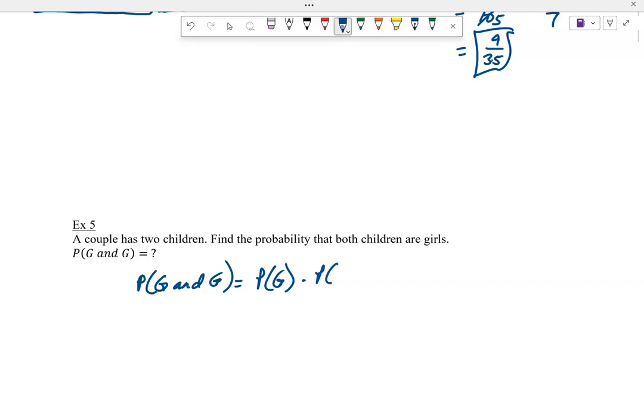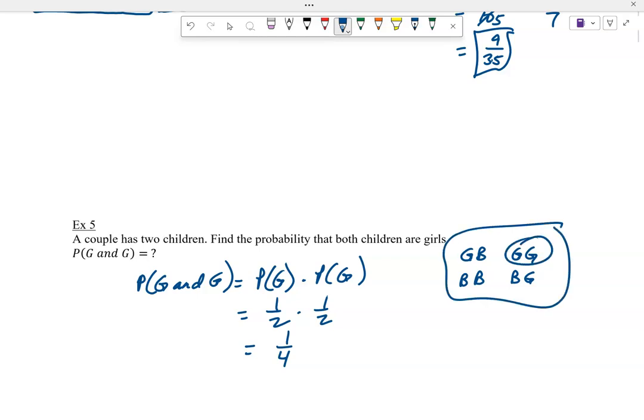So the probability of having a girl and then another girl is the probability of a girl times the probability of a girl. 1 in 2 times 1 in 2. So you've got a 1 in 4 chance, right? You could also write that out, right? You could have a girl and then a boy. You could have a girl and a girl. You could have a boy and a boy, or you can have a boy and a girl, right? So you've got a 1 in 4 chance of having a girl and then a girl.